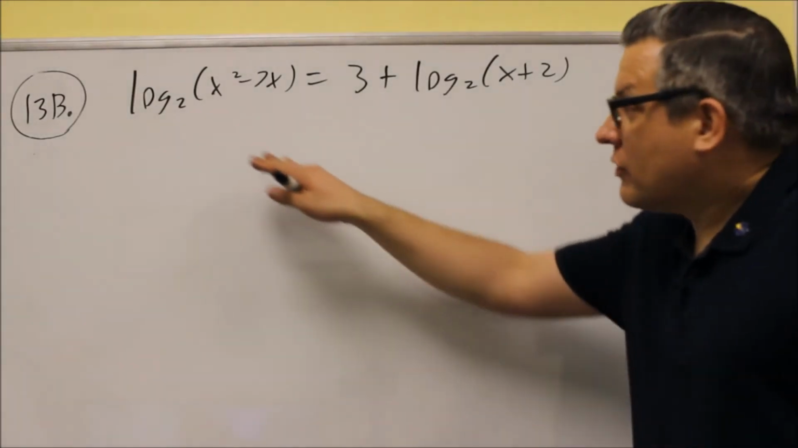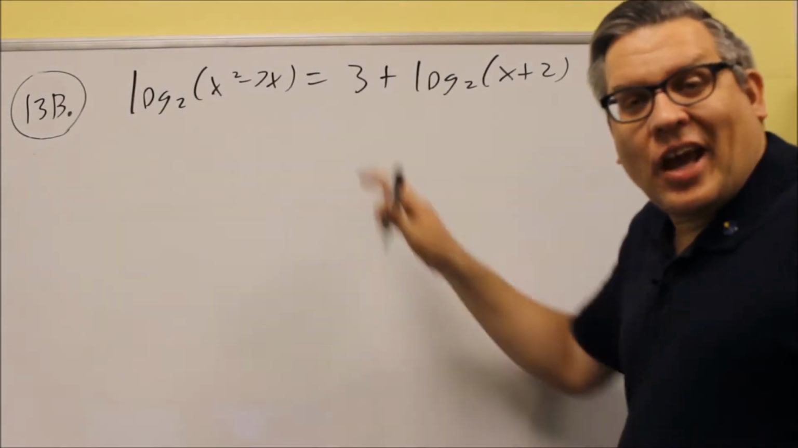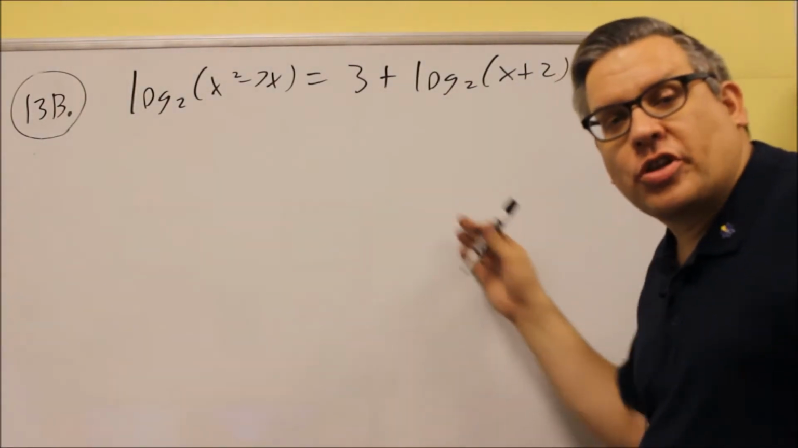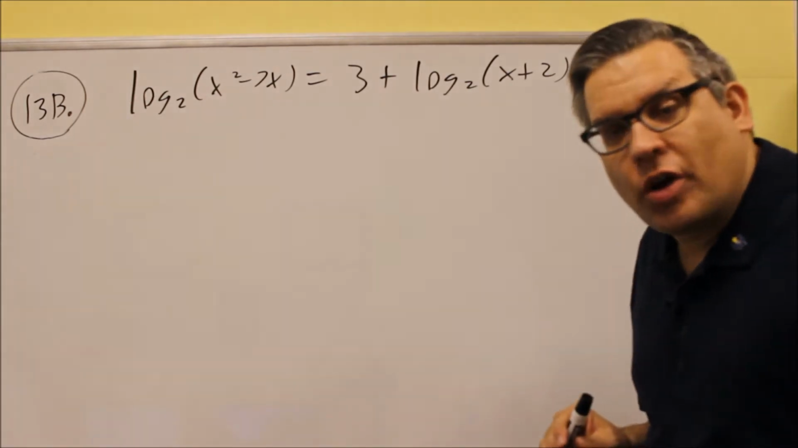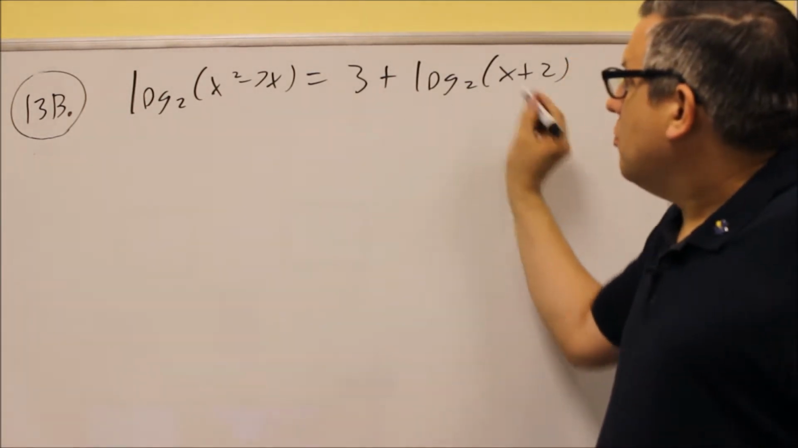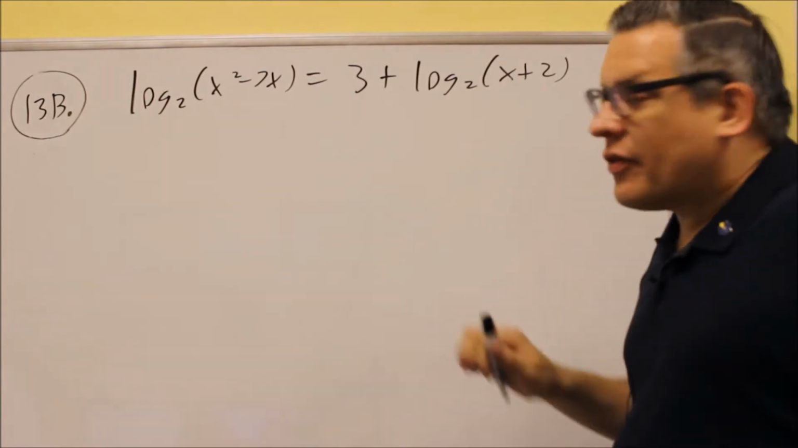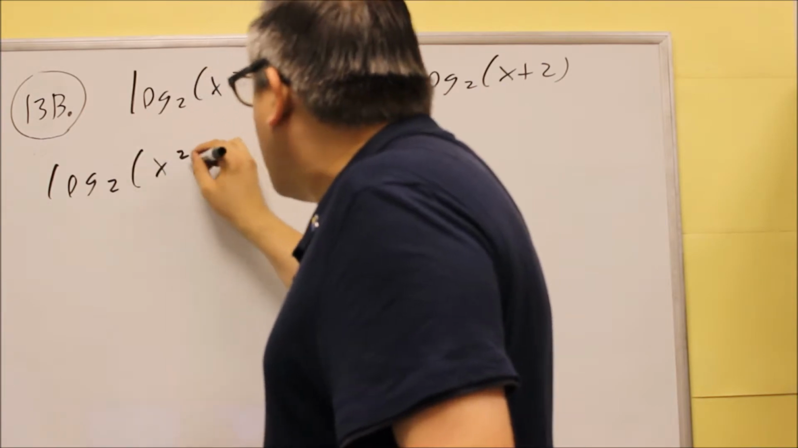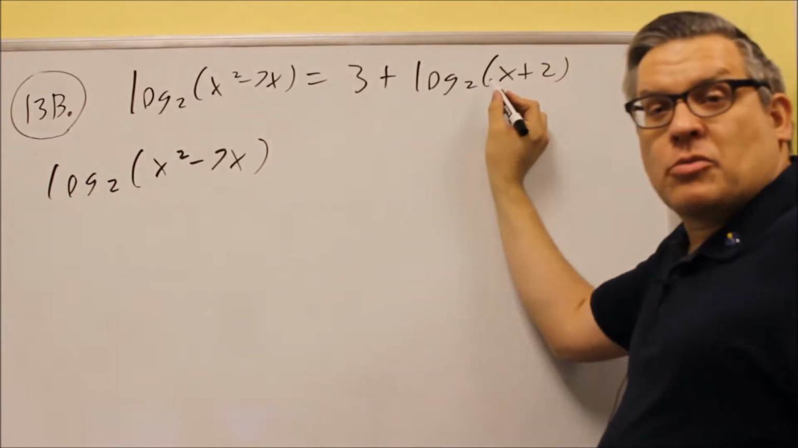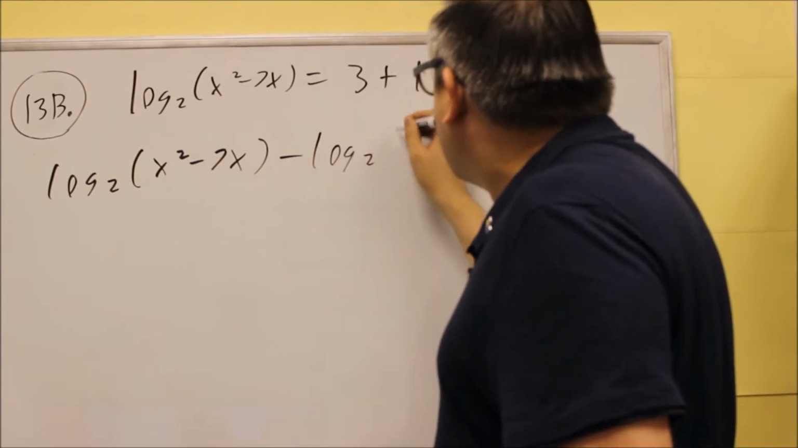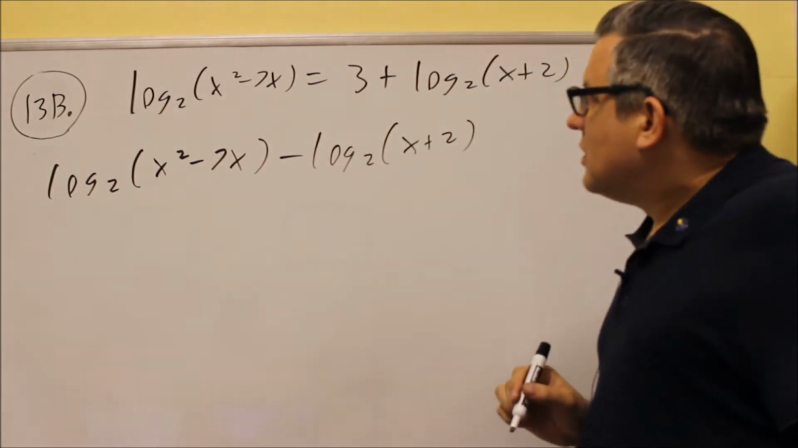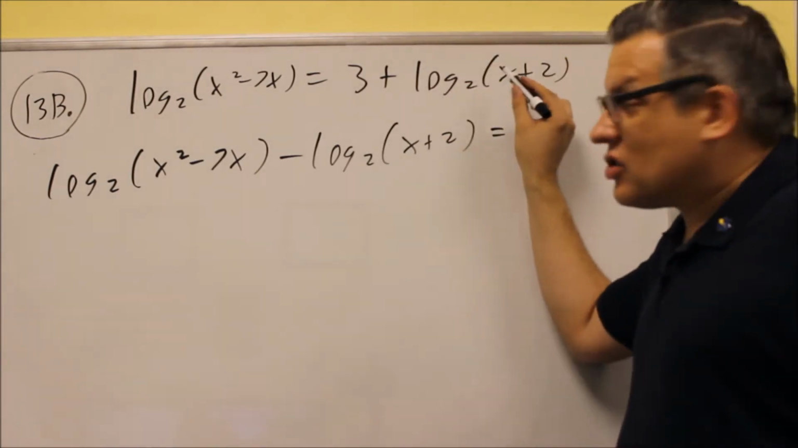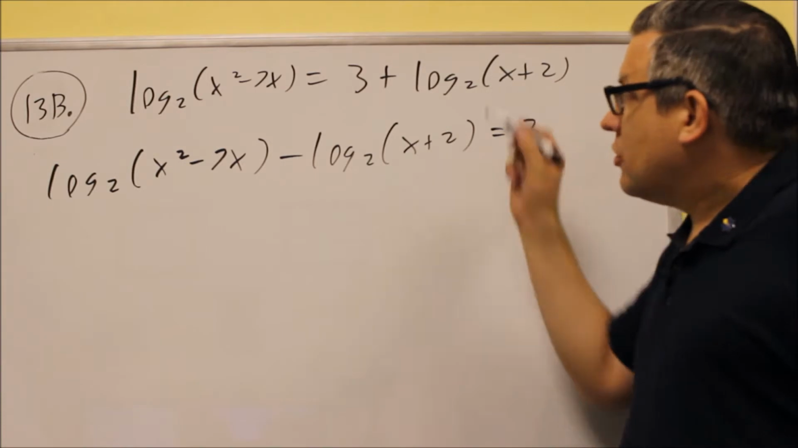13b, here's another one where we have to solve a log equation. The idea for these problems is you need to get all the logs on one side of the equation, and then you're going to put them together, condense the logs into a single one. So for this one, we need to move this log over to the left-hand side. And so when we do that, we'll get log base 2 of x squared minus 7x, this log comes over, and minus log base 2 of x plus 2. And then this still equals 3 on that side. So all we're doing is bringing over this log, which becomes negative when we move it across the equal sign.